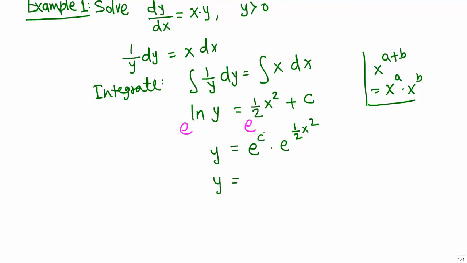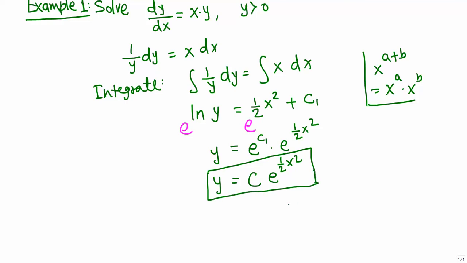Y is e raised to c, where c is an arbitrary constant, so e raised to c is just another constant. If we say c1, then e raised to c1 is another constant. Let's write y equals c times e raised to 1/2 x squared. That's final.